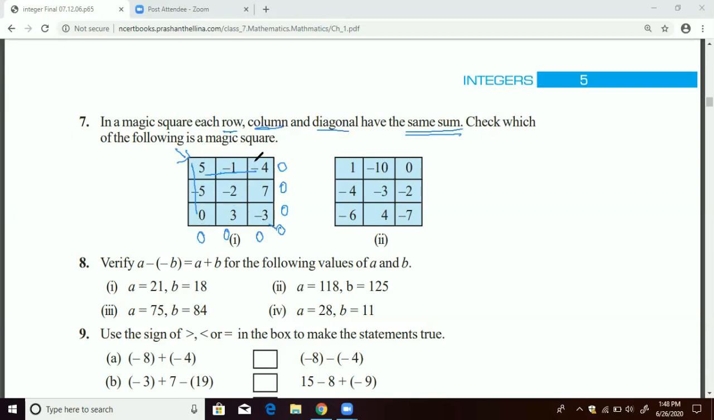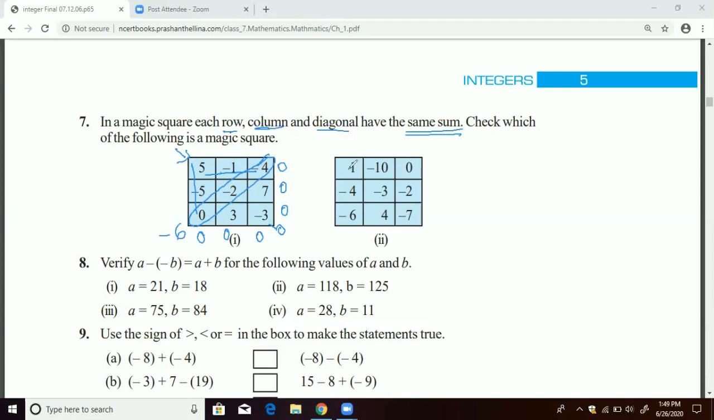Then we find the other diagonal, negative 4, negative 2, 0. So negative 2 and negative 4, what will be the answer? Negative 4 plus negative 2 is negative 6. So except this diagonal, we are getting the same answer in all other diagonals. So we can check the second magic square.